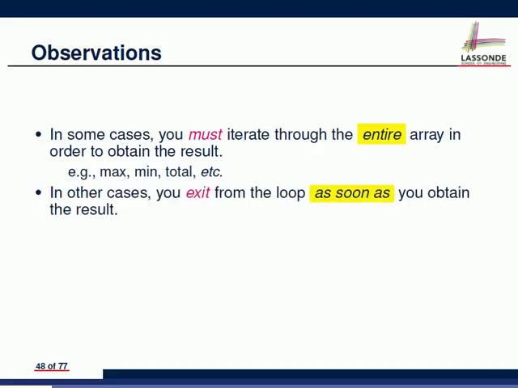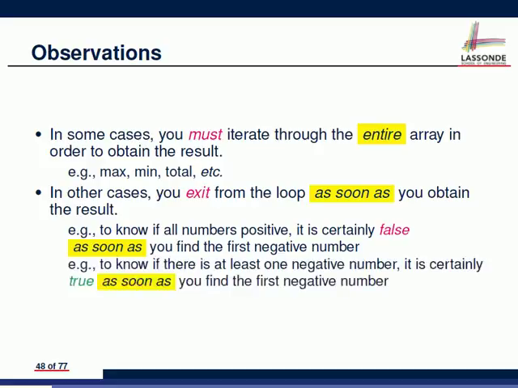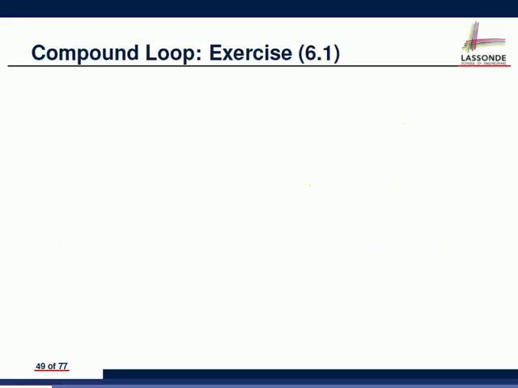But in some other cases, you may want to exit as soon as you find out something that already tells you the result. For example, if I want to know if all the numbers are positive, as soon as I find out anything that's negative, I can return false right away. I don't need to bother. Similarly, if I want to know if there's at least one element that's positive, I can return true right away without bothering to scan even further, if I find out the first positive number, right? This is done. Okay, just go through the observation over here.